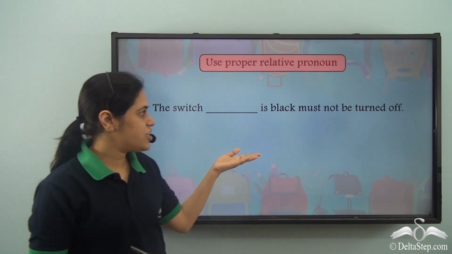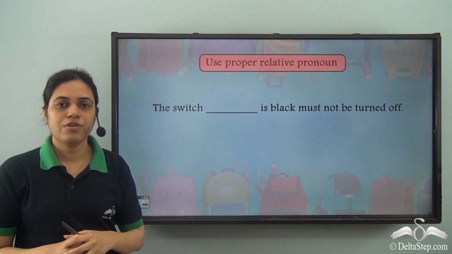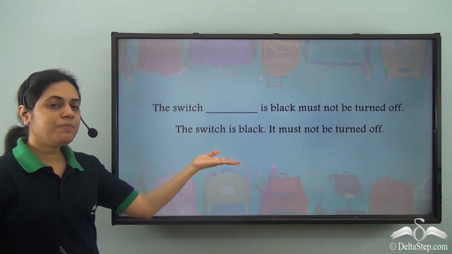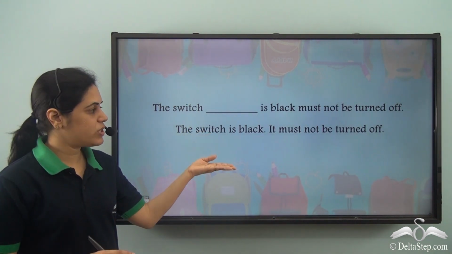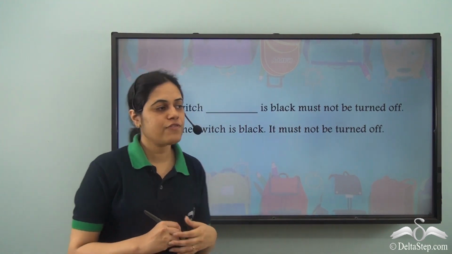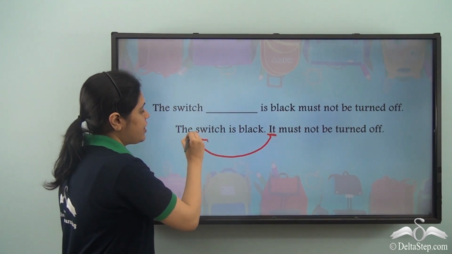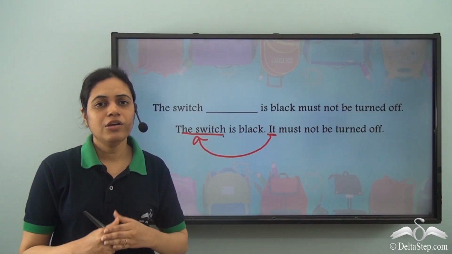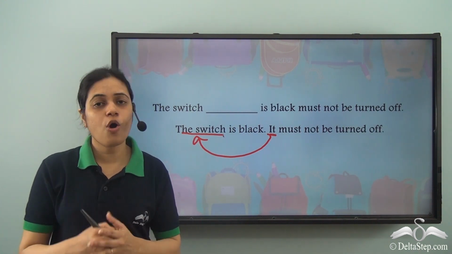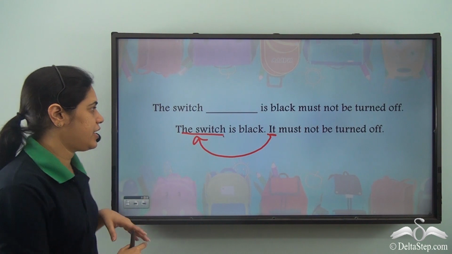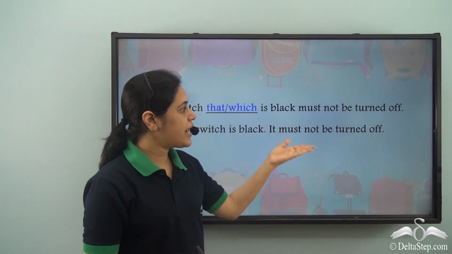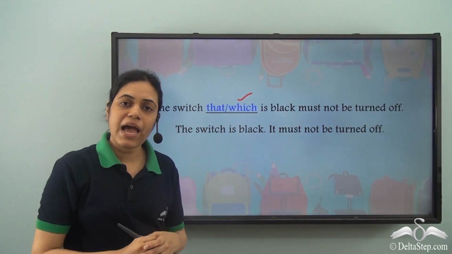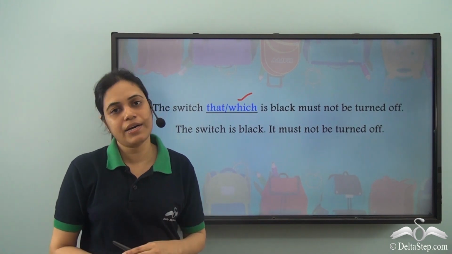Now let us answer this. The switch dash is black must not be turned off. So what is the relative pronoun that I can use here? I can break it into two sentences. The switch is black. It must not be turned off. So this it refers to the switch. Now switch is the name of an object or a thing. So I can use either that or which. So both are actually correct. I can say the switch that is black must not be turned off. I can also say the switch which is black must not be turned off. Both are correct.